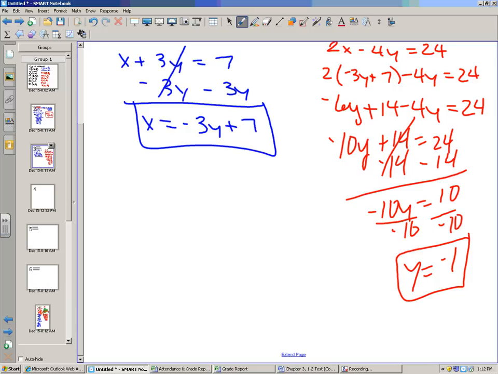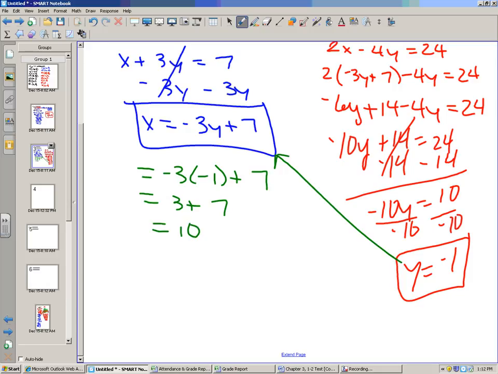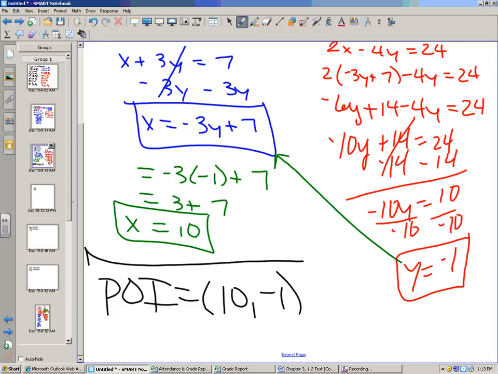Now, what do I do with that value that I just got? I come over to my box, okay, and I plug in. So I'm going to have negative 3 times negative 1 plus 7. 3 plus 7 is 10. So I have now x and y. So what do I do? POI is 10, negative 1. Do we understand this problem, yes or no? This is number 14. For those of us who did not understand, we got it now?